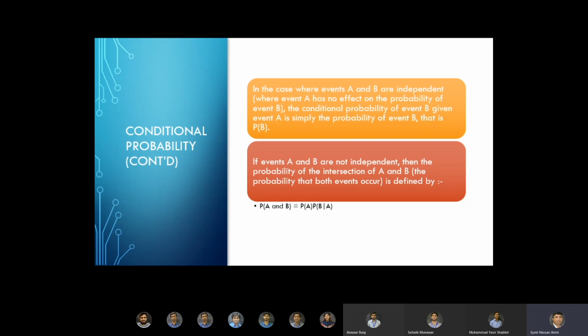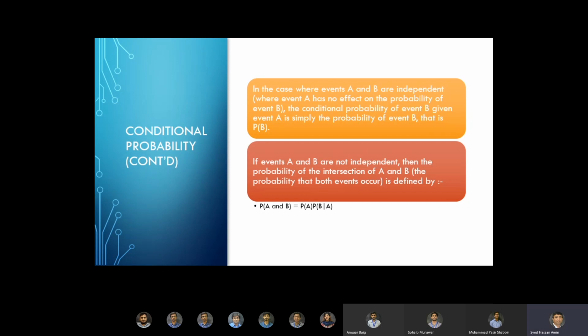So let's dive further into conditional probability. In the case where events A and B are independent, so now we understand what independent events are, I won't explain it further. The conditional probability of B given A is simply the probability of B, that is P of B.